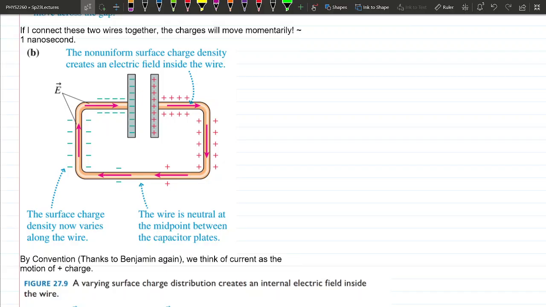Okay, so there's a lack of positive charge here, but then there's a big supply of positive charge along the wire all the way out to the capacitor plate. So now the positive charge is going to start moving along this wire to replenish it. So that's how a current gets established.